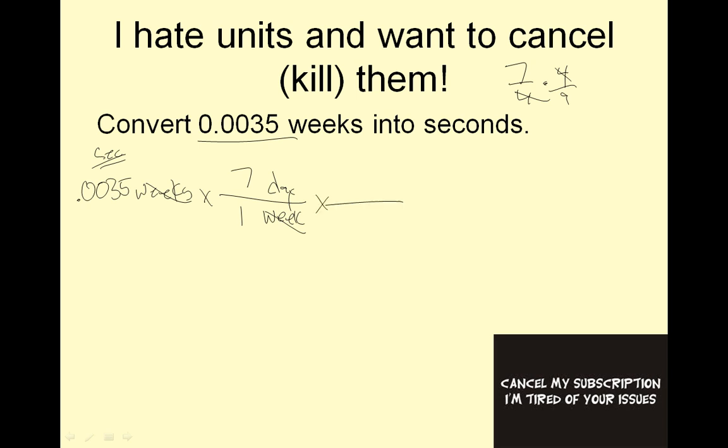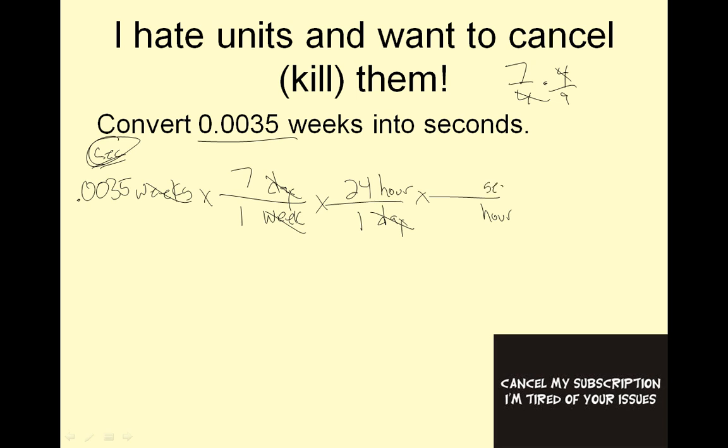So our days, now we want to get rid of days. Remember, our goal is to get to seconds. So days, we're going to change it into hours. So 1 day is 24 hours. My days cancel because they're diagonal. Then I have hours, and I hate you, hours, and I want to go into seconds.